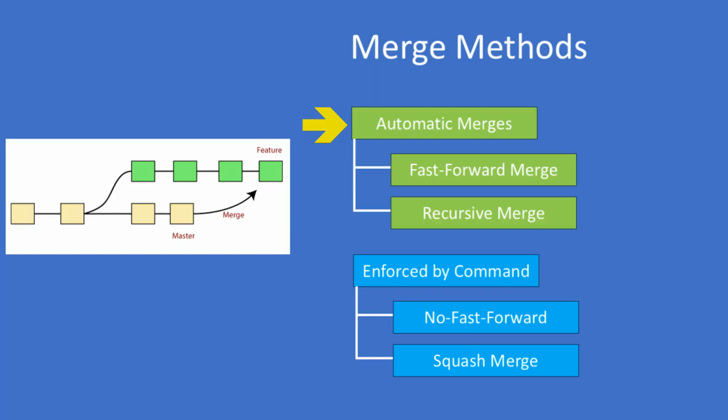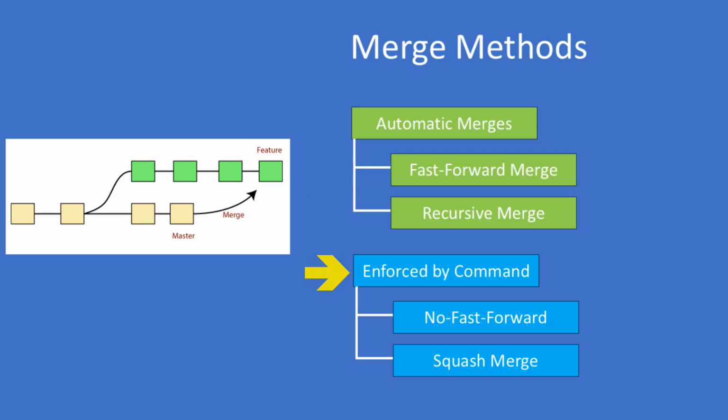Git merges are of 2 types, automatic and enforced by command. Let us look at automatic merges. They are of 2 types, fast forward merge and recursive merge. Fast forward merge. If your branches haven't diverged, meaning the main branch stayed the same while you worked on a feature, Git can simply move the main pointer forward to match your feature branch. This keeps a clean, linear history without an extra merge commit. Recursive merge. When both main and feature have their own unique commits, Git detects a divergence. It then creates a new merge commit that unifies both sets of changes. This preserves all commits from both branches and keeps a clear record of where they joined.